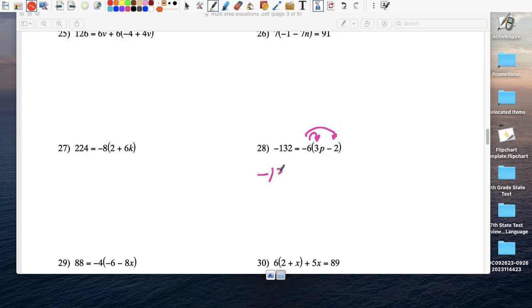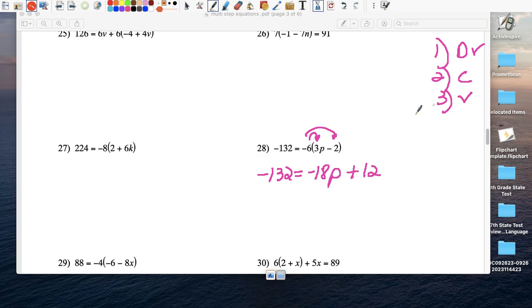So negative 132. Now we do the distributive property. Negative 18p. And then plus 12. Number 1, distributive property, check. Number 2, combine like terms. Can I combine anything? No.